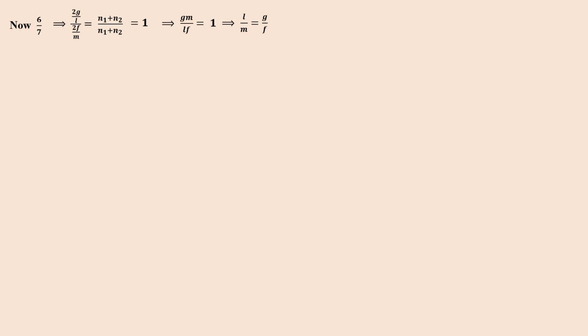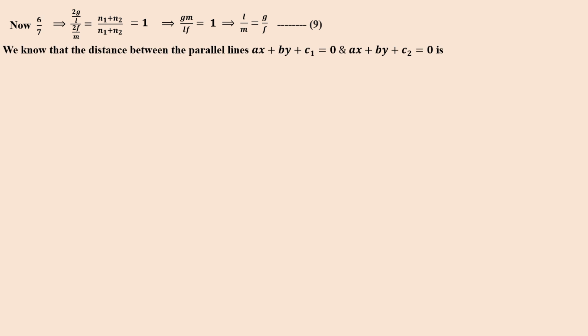We are taking m, which is on the left hand side, to the right hand side, it will become 1 by m, and L in the denominator on the left hand side we are taking to the right hand side, it will go to the numerator. So L by m is equal to the remaining term g by f, right? That is equation number 9.